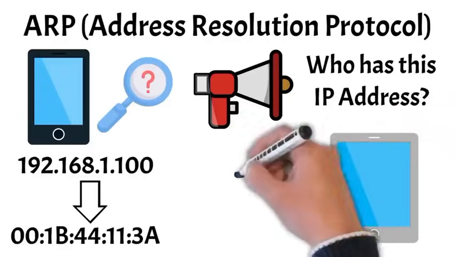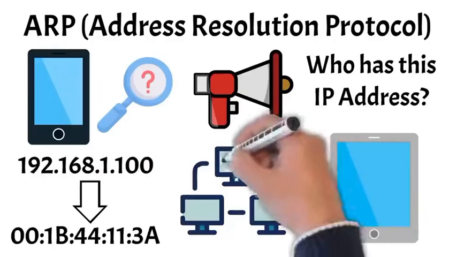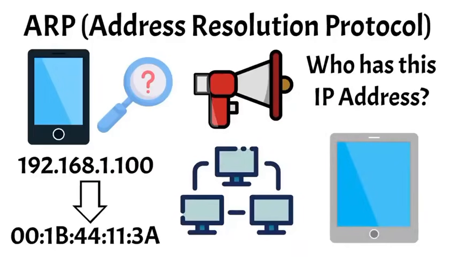ARP is essential for enabling seamless communication between devices on a local network. To learn more about how MAC addresses work, check out our separate video, which you'll find linked in the video description. Moving forward, we have Telnet.